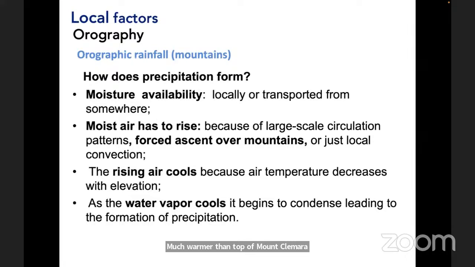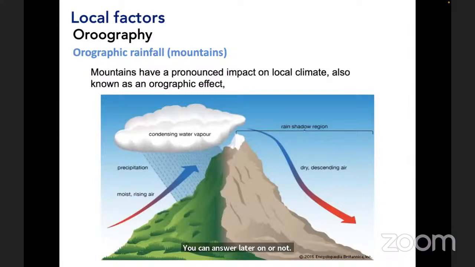It's the same when we fly on a plane. Even though the plane is close to the sun, it is cold outside. Inside it is heated. Otherwise, if you could step out of the plane at that level, you would freeze. So why is that? If the energy source is the sun, why is the temperature decreasing with height, as we get closer to the sun? That's a question for you to think about. You can answer later on or not. Okay, so let's go now to the effect of orography.